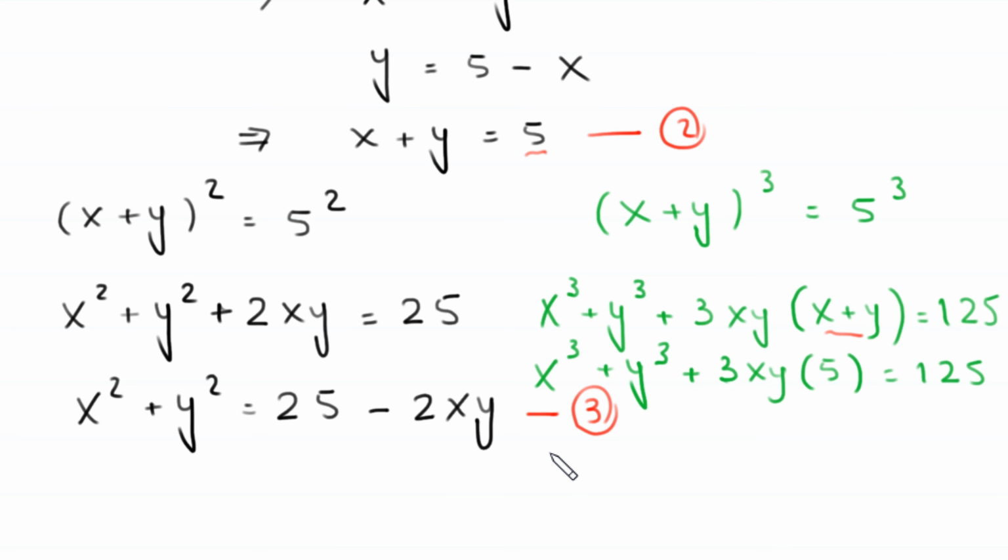Further simplify, this will become x cubed plus y cubed equal to 125 minus 15xy. This 5 times 3xy will become negative 15xy. Let's call this equation number 4.